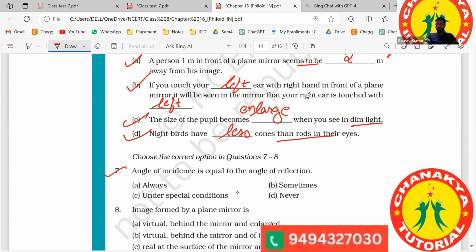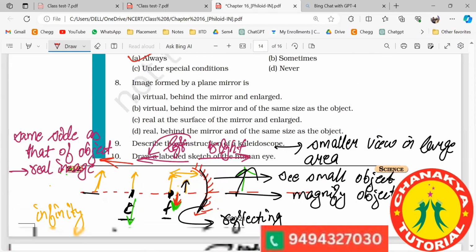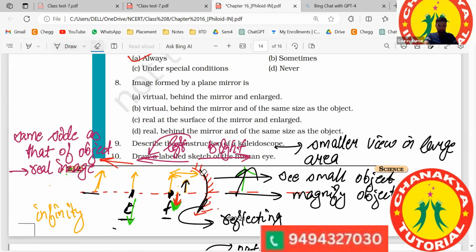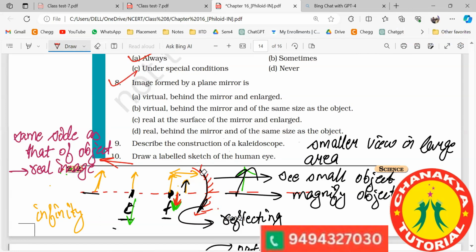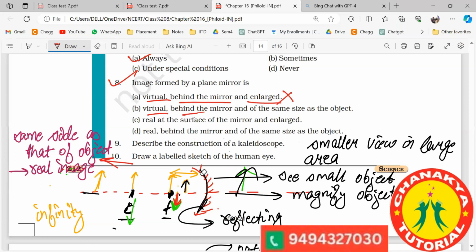Seventh one. The angle of incidence is equal to the angle of reflection. It is always. Okay. Tell me, image formed by a plane mirror is virtual behind the mirror and at the same size of object. Virtual behind the mirror and enlarged is incorrect. So the correct one is virtual, behind the mirror, and same size. Okay, B.